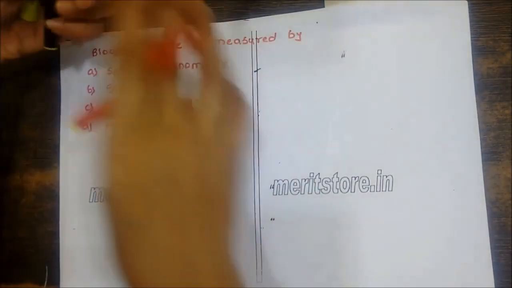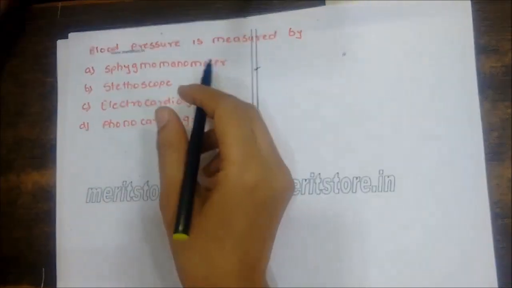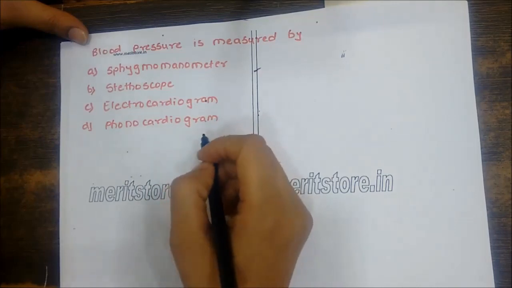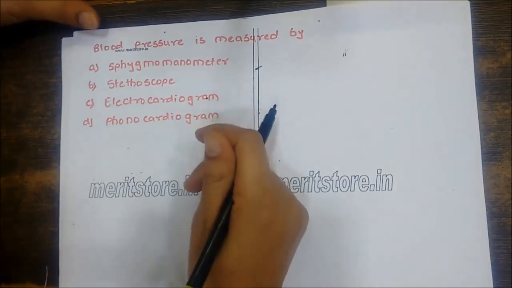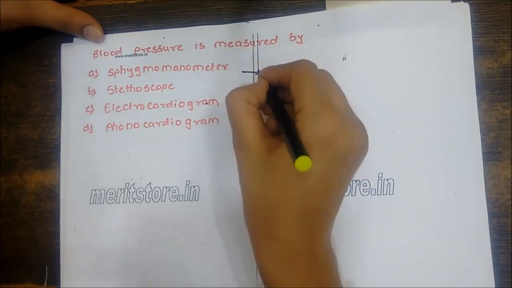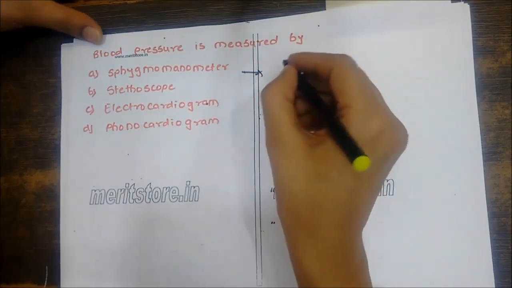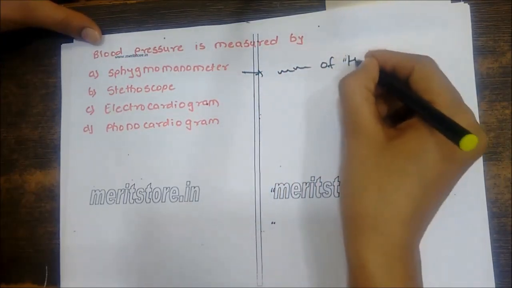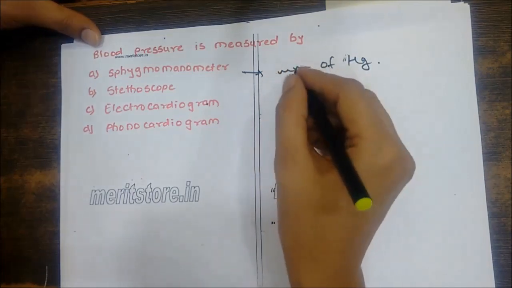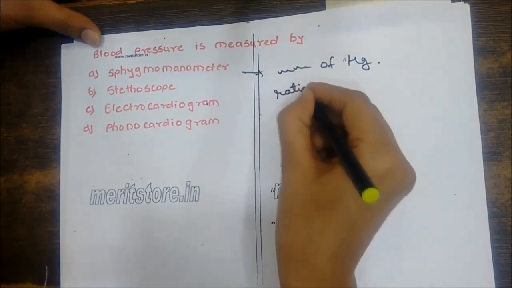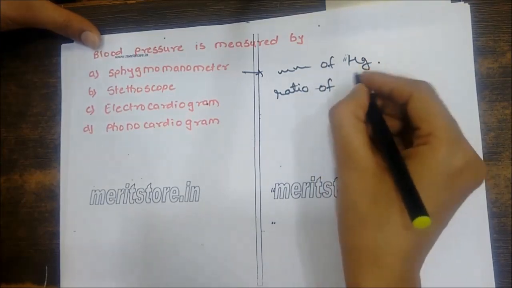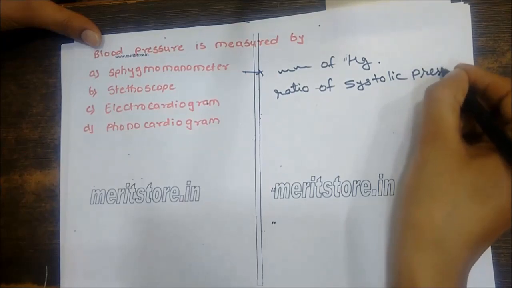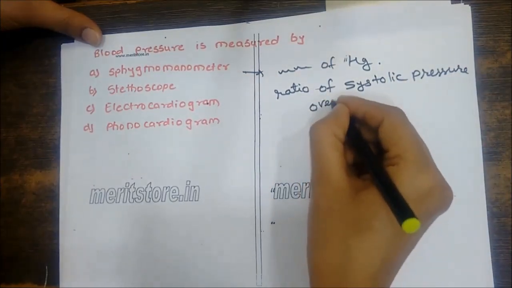Blood pressure is measured by: A. Sphygmomanometer, B. Stethoscope, C. Electrocardiogram, D. Phonocardiogram. The sphygmomanometer is used to measure blood pressure. It measures the blood pressure in millimeters of mercury, and expresses it as the ratio of systolic pressure over diastolic pressure.